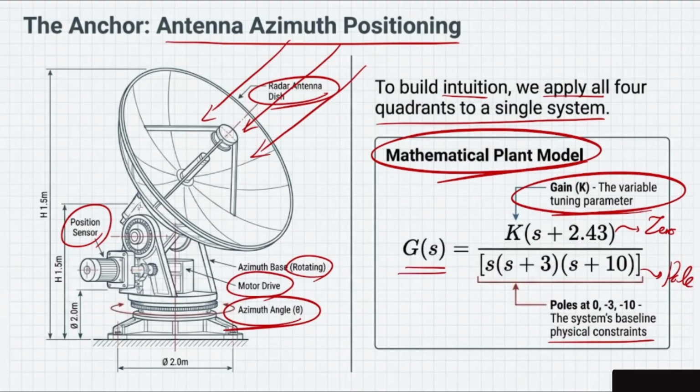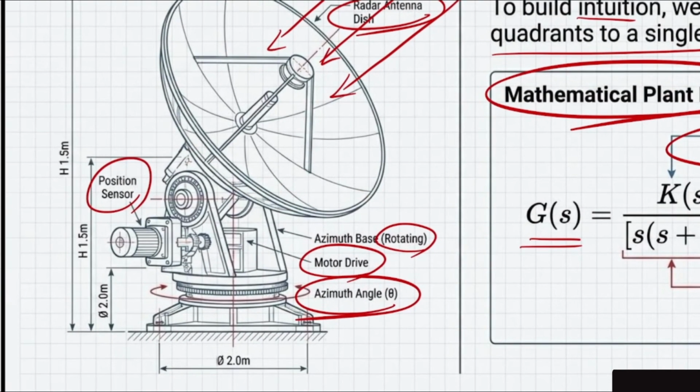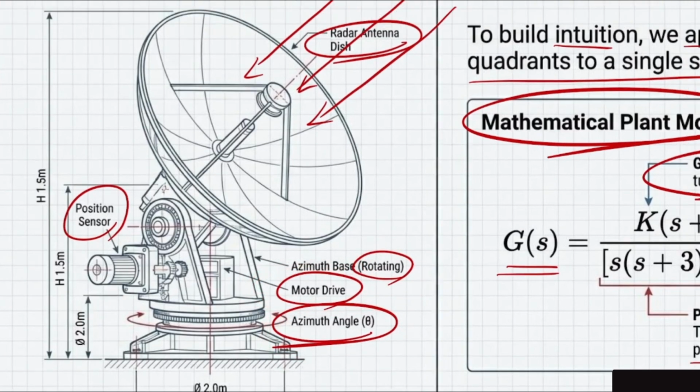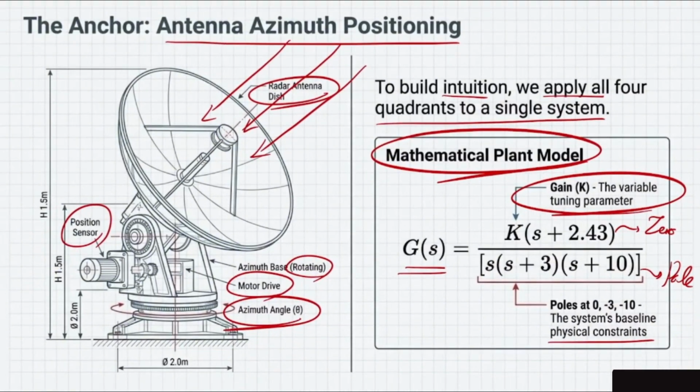We have an anchor example, the antenna azimuth positioning. Imagine that you have an antenna, and this antenna should receive all of the signals that you get from space or from whatever satellite is there, at a specific angle. So you have the whole antenna itself. Obviously, you have some movement sections because you have to move the antenna. So you have the position sensor, the rotating section, the motor drive, and the angle itself. To build intuition, we apply all 4 quadrants to a single system.